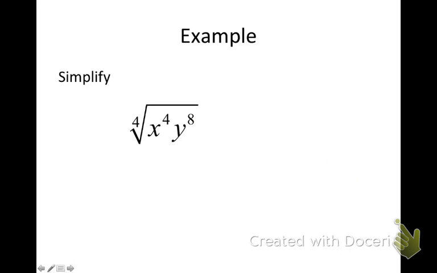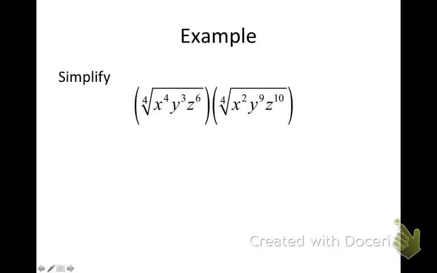Is that the answer? Let's do the hard one to end up. Here we go. Write it down. You guys want to be done, so we'll finish with the hard one. This is the hard one. It shouldn't be hard. So we got a 4th root of x to the 4th, y to the 3rd, z to the 6th. And we got a 4th root of x squared, y to the 9th, z to the 10th.